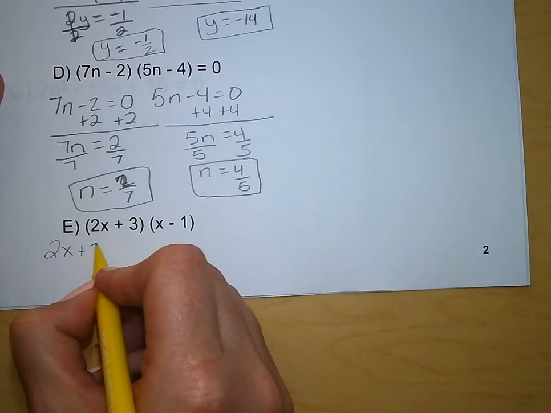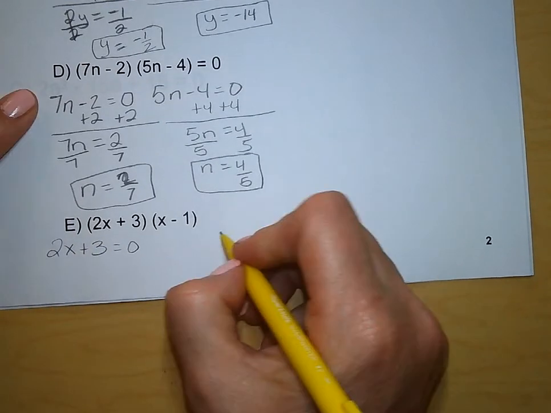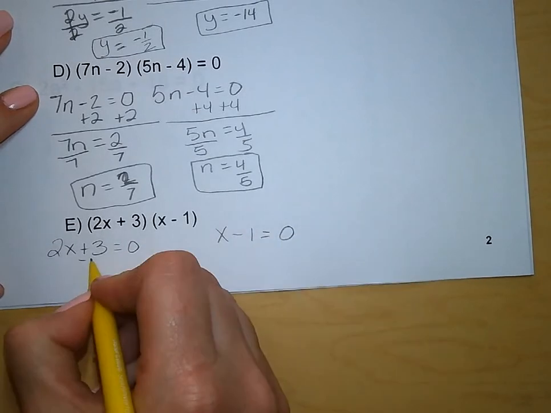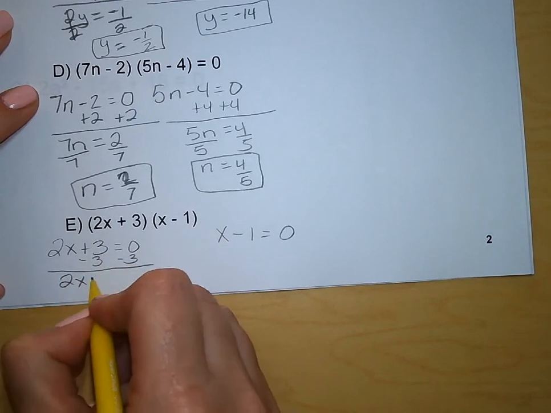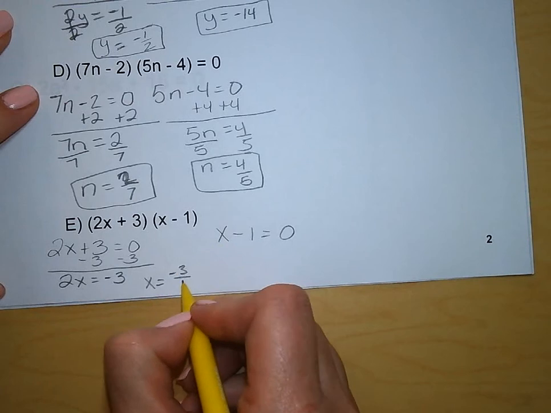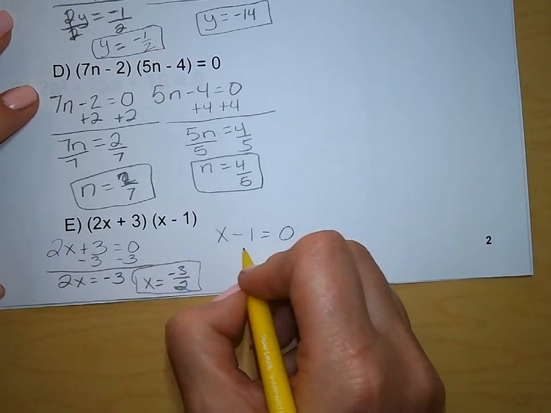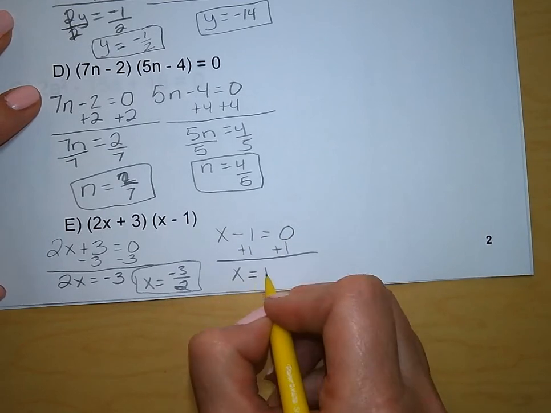Letter E, we've got 2x plus 3 equals 0, and x minus 1 equals 0. Subtract 3 from both sides of the equation, and then divide by 2. And we get x equals -3/2. Our second solution, we're going to add 1 to both sides, and x equals 1.